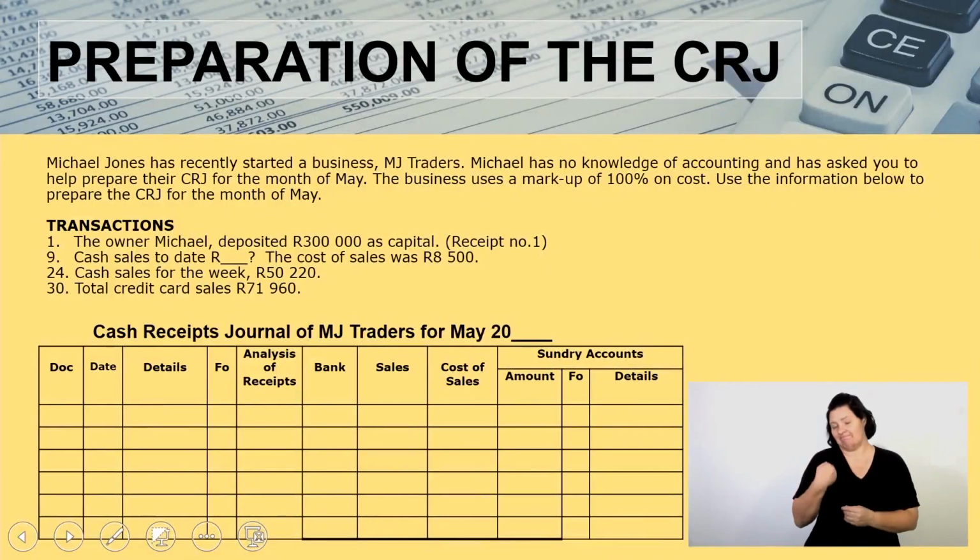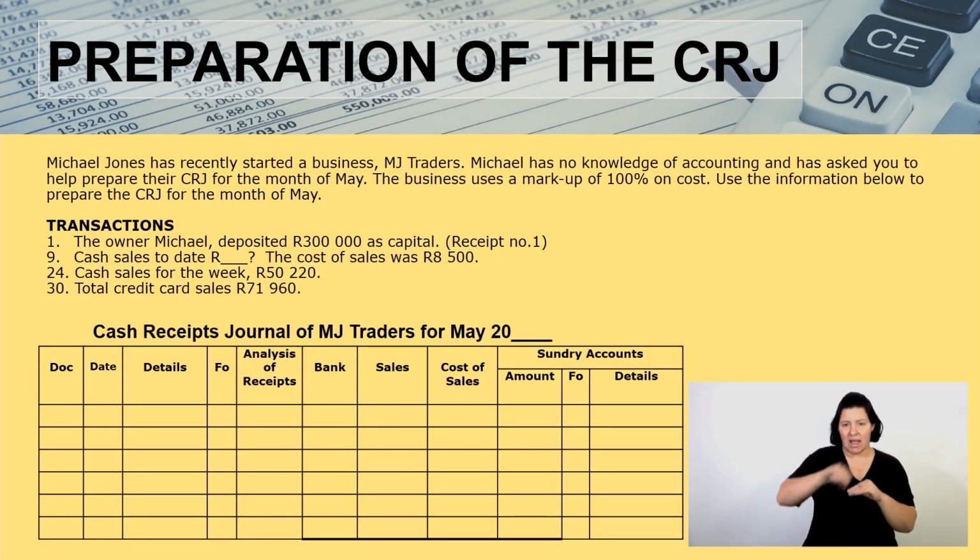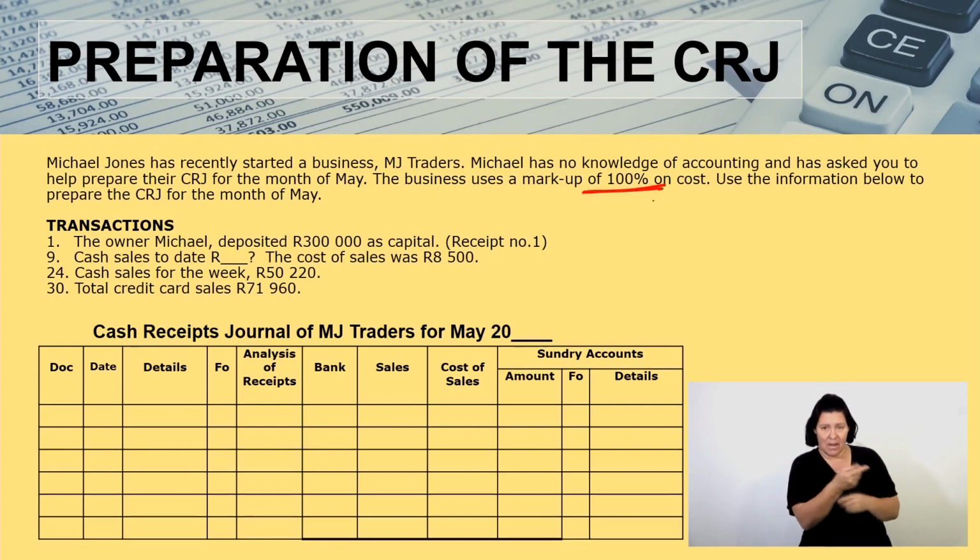And it reads, Michael Jones has recently started a business, MJ Traders. Michael has no knowledge of accounting and has asked you to prepare the CRJ for the month of May. The business uses a markup. So the moment they give you this, they're saying, remember the UK method. We're going to apply it here. Use the information below to prepare the CRJ for the month of May. And the information is as follows.